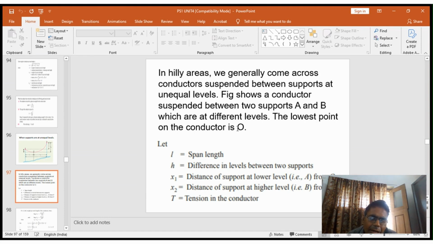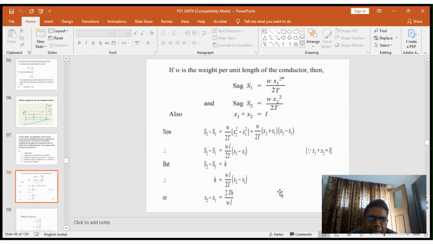The lowest point on the conductor is O. L is the span length, and h is the difference in level between the two supports. x1 is the distance of the support at the lower end from O, and x2 is the distance of the support at the higher level from O. T is the tension in the conductor, and W is the weight per unit length of the conductor. Then sag S1 is equal to W into x1 square divided by 2T, and sag S2 is equal to W into x2 square divided by 2T.